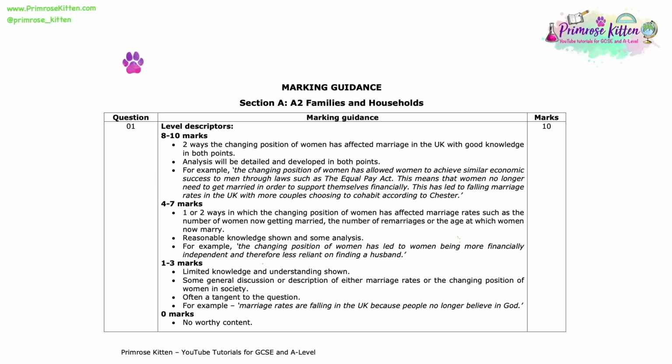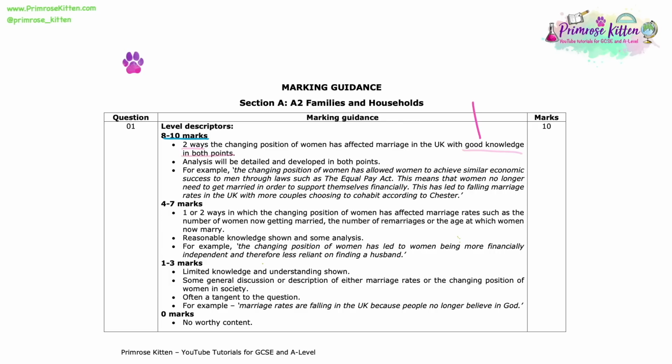So if we just have a look at that 8 to 10 mark level descriptor there then, you will be providing 2 ways the changing position of women has affected marriage in the UK with good knowledge in both points. So fairly straightforward what the examiners are looking for here, exactly what we were discussing previously. 2 ways that are clearly identified and clearly separated, and both of those ways are going to make the link between the changing position of women and the effect that that has had on marriage, whether that looks at marriage rates declining, increasing, or simply changing, but that is going to be very clear to the examiner.